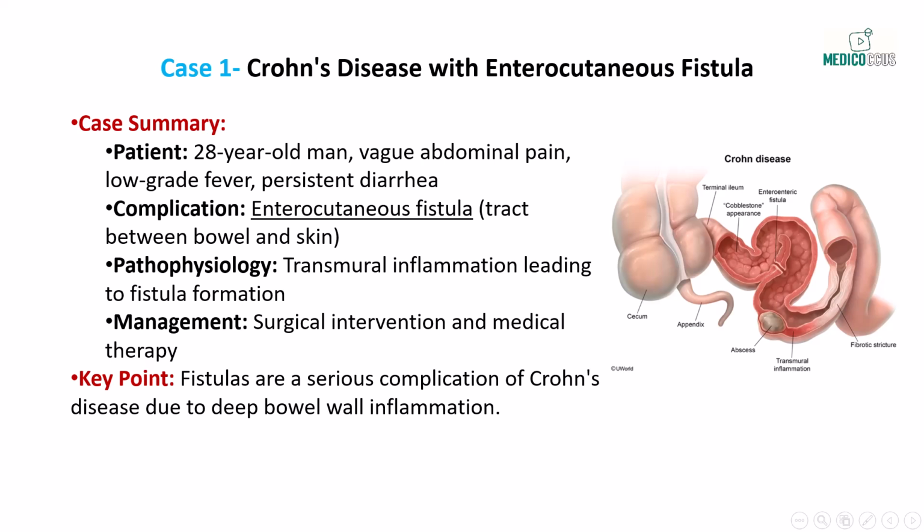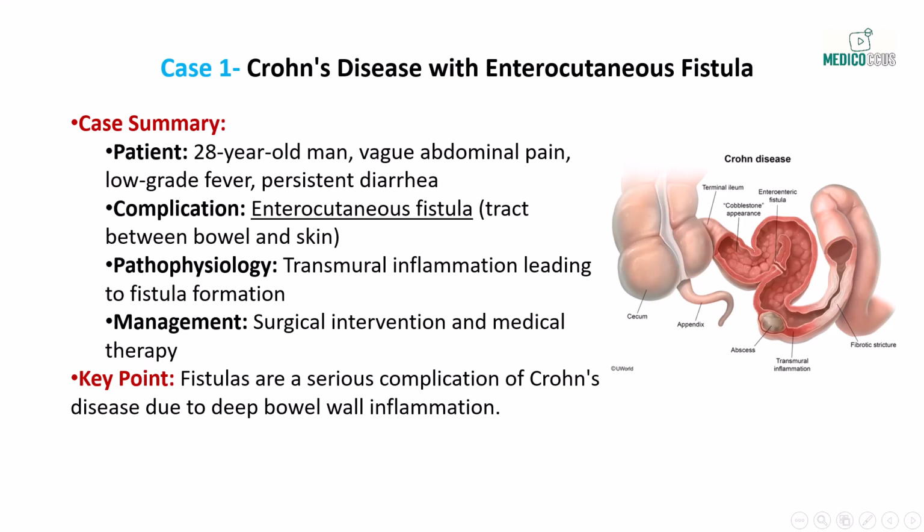Our first Crohn's case involves a 28-year-old man presenting with vague abdominal pain, low-grade fever, and persistent diarrhea. Despite treatment with antibiotics, his symptoms do not improve, and he eventually develops a draining skin lesion in the right lower abdomen. This scenario is indicative of Crohn's disease complicated by an enterocutaneous fistula, a tract that forms between the bowel and the skin, allowing bowel contents to drain externally.